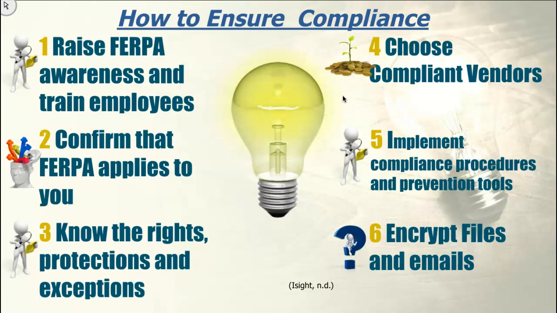And how to ensure compliance. Number one, let's raise FERPA awareness and train our employees. That should be the number one criteria. Number two, confirm that FERPA applies to you. Number three, know the rights, protections, and exceptions. So let's look at FERPA and know the rights we have, the protections we have, the protections parents have, the rights parents and students have, and the exceptions to those rights.